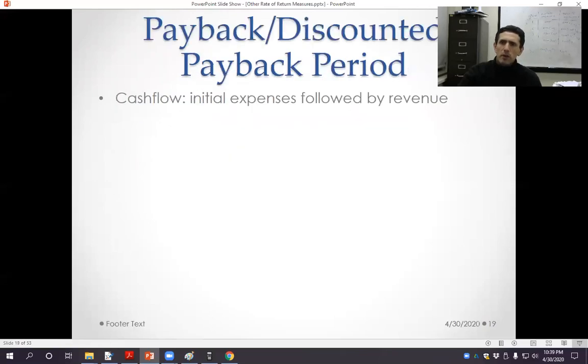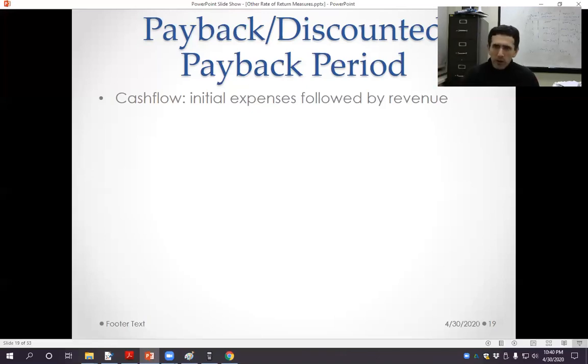Okay, so let's talk about payback and payback periods and discounted payback periods. For simplicity here, because in general you really can't compute these using your calculator unless you look at simple examples, let's assume our cash flow is some initial expenses followed by revenue. Usually it's just one initial expense followed by some revenue.